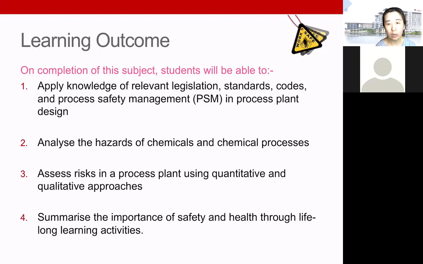The third LO is we're going to study the risk in all process plants using qualitative and quantitative approaches. Qualitative means things that we cannot measure, but we can see and feel, using our own judgment to say this is good, this is bad, etc. Quantitative is where we put everything into data to study them. And lastly, we're going to talk about lifelong learning in terms of safety and health. This is where you're going to attend several trainings to fulfill this LO.